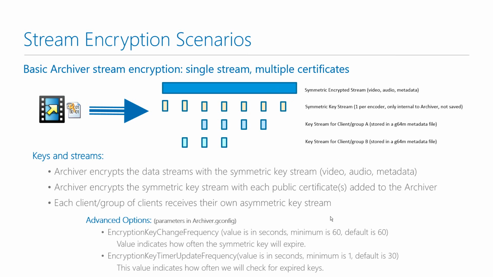If you take a look in the archiver.gconfig file, you can see that these values can be changed. So the frequency and the check for expired keys can be changed as well.